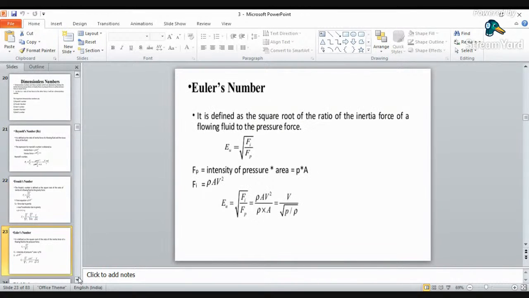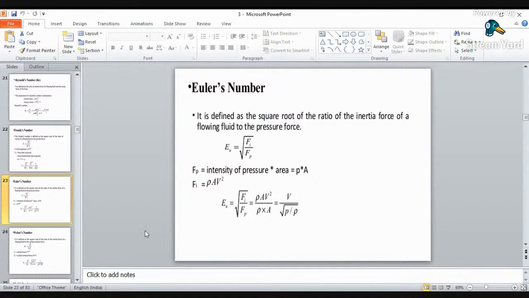Then the third dimensionless quantity is your Euler's number. Euler's number is the ratio of inertial force to pressure force. See, all the dimensionless quantities are ratios of inertial force to some other force. Inertial force is a constant term.